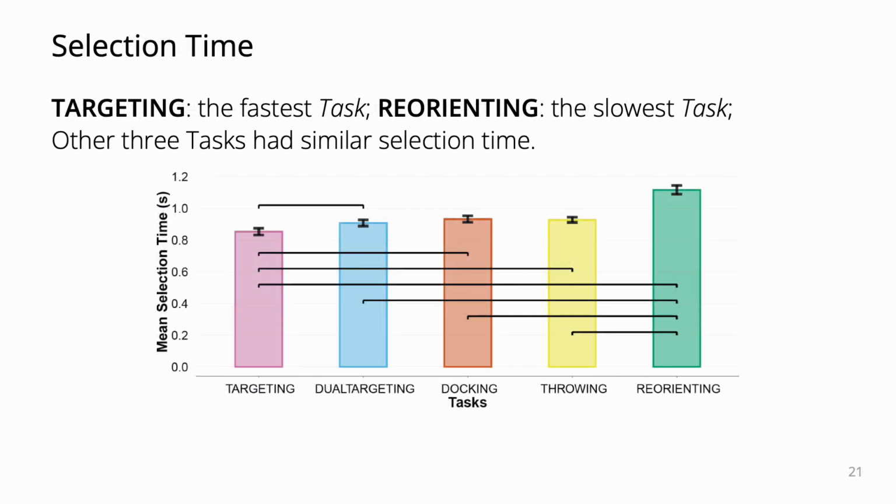We removed the first block due to a learning effect. Now with the remaining data, it showed that targeting was significantly faster than the other four tasks, and reorienting was found significantly slower than the other tasks. With a significant interaction effect between task and ID, we took a close look at the result.